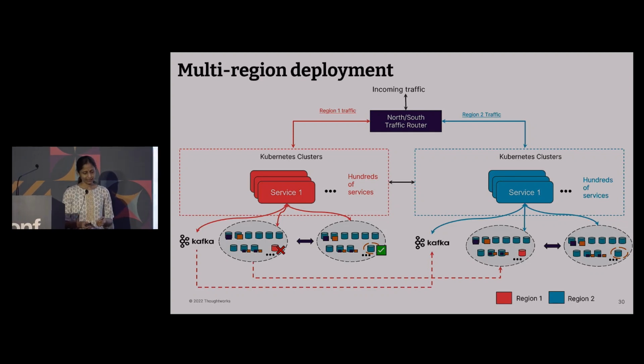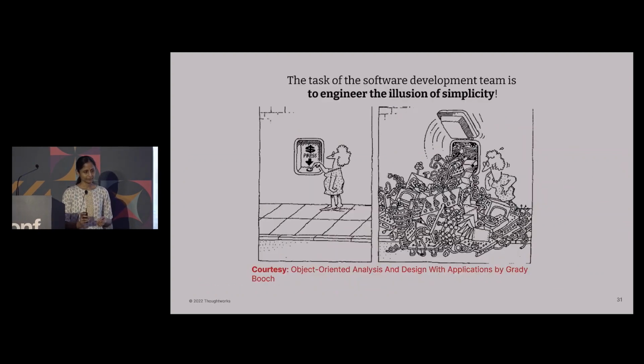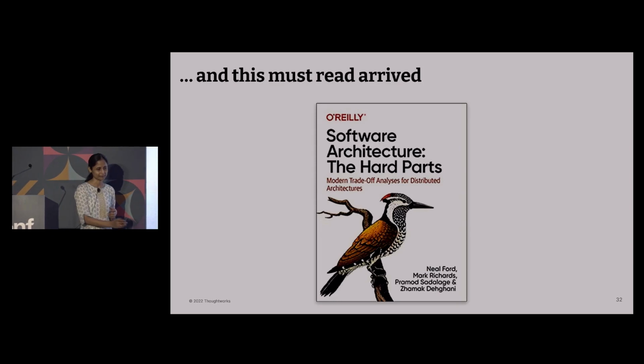Right? All right, that brings us to the end of the presentation. I would just like to leave you with this thought, that the real task of not just software developers but software architects also is to engineer the illusion of simplicity. We just create an illusion, but there is a whole lot of complexity that we need to deal with in order to give that illusion to our clients.